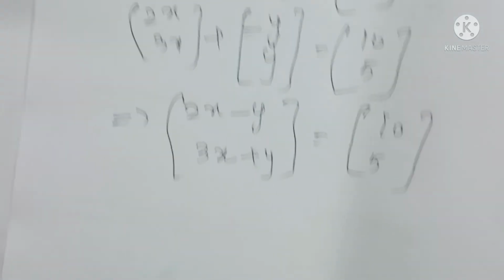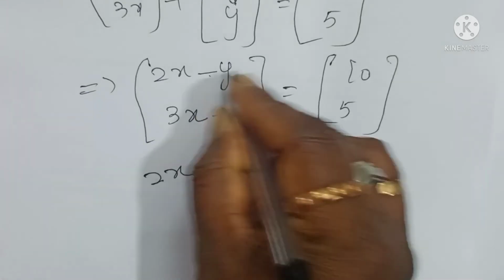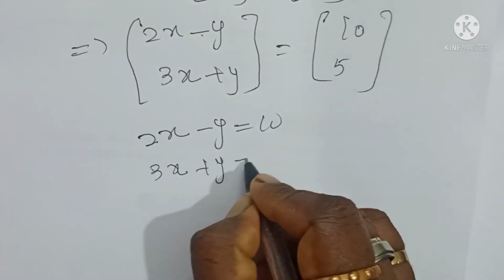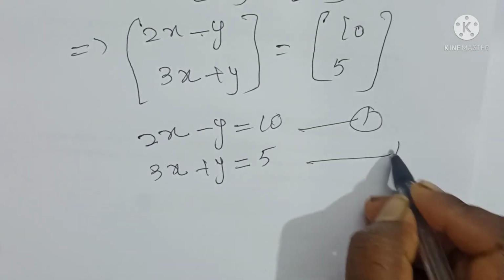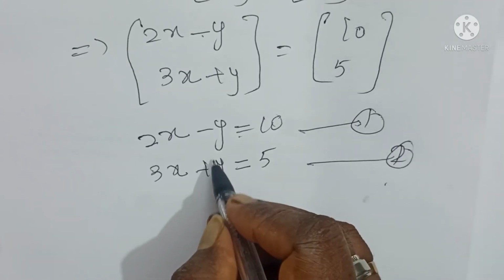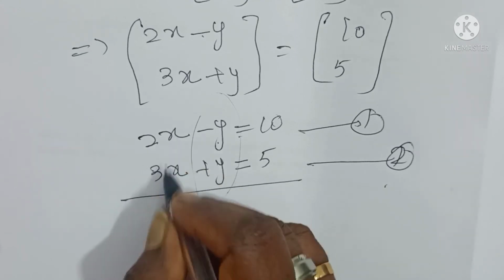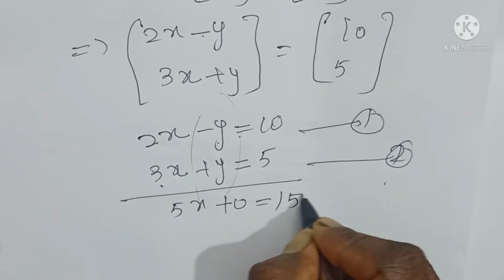Then you have to equate corresponding terms. 2x minus y is equal to 10. This term is equal to this term. Then 3x plus y is equal to 5. So from this you can find the value of x and y. This is equation 1 and this is equation 2. Then if you want to cancel this term, you have to add these. So what is 2x plus 3x? 5x plus 0, which is equal to 15.